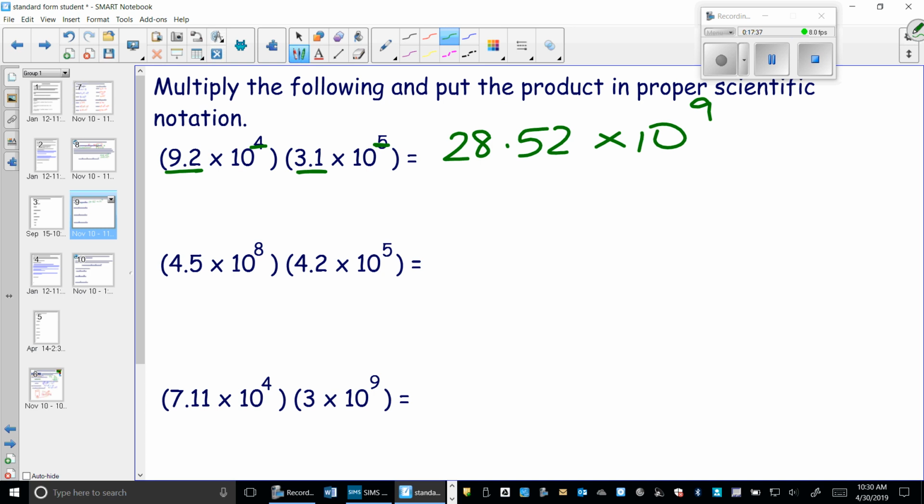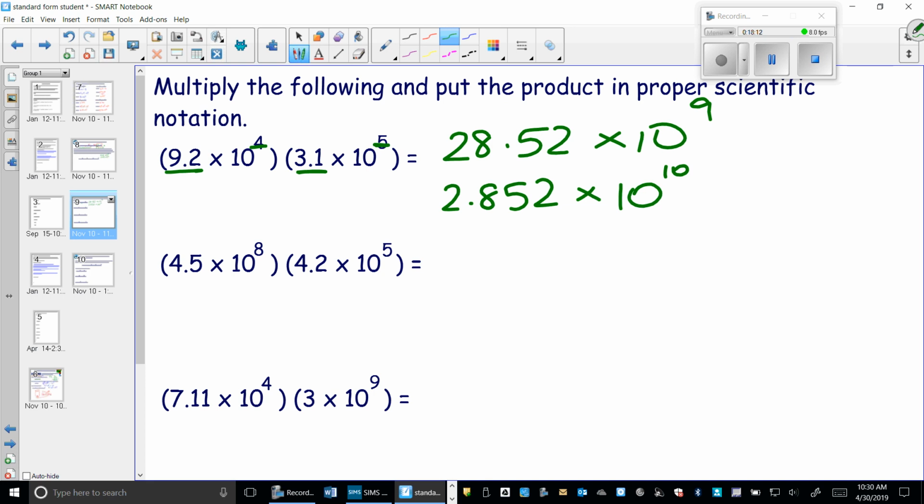What do we do now, Maya? Move the decimal, so I'm going to write 2.852. And then what happens? 10 to the power of 10, because we had to add 1 to it. So, having our calculator to just do the first bit is probably easier than trying to do it all on the calculator, do you think? Yeah. Alright.